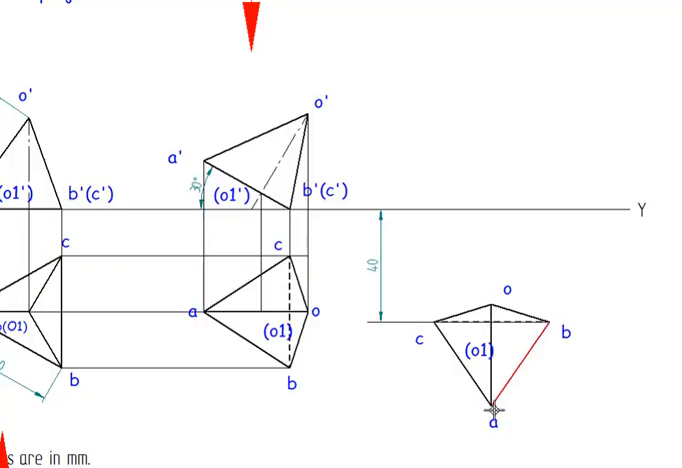So we can rotate the other way also, because in this problem this length is less than 40, so it will not touch VP. So I can rotate either this way or this way. So we have just kept it 40 mm away. Now let's see how it is going to be seen in its front view.